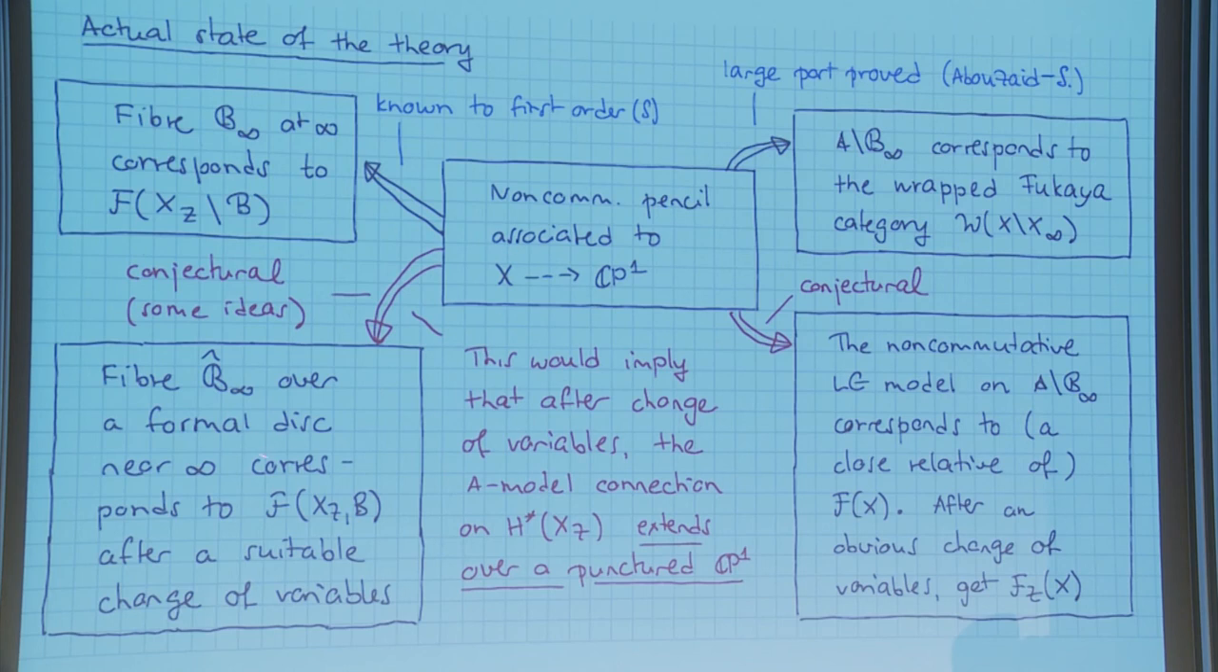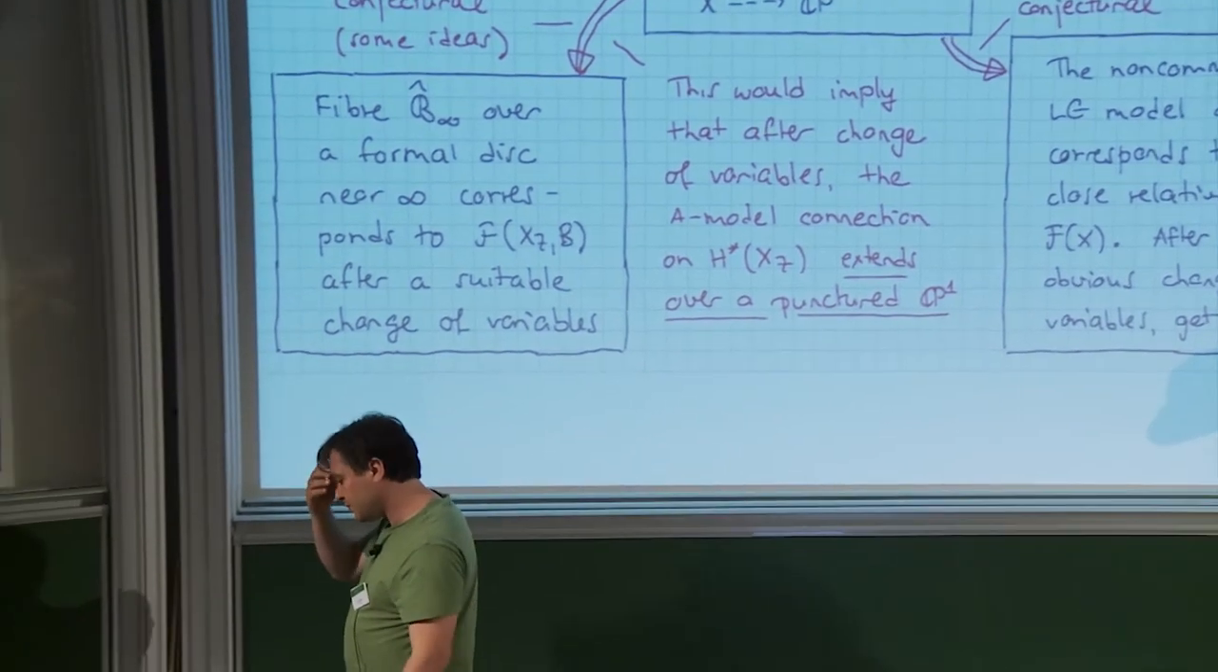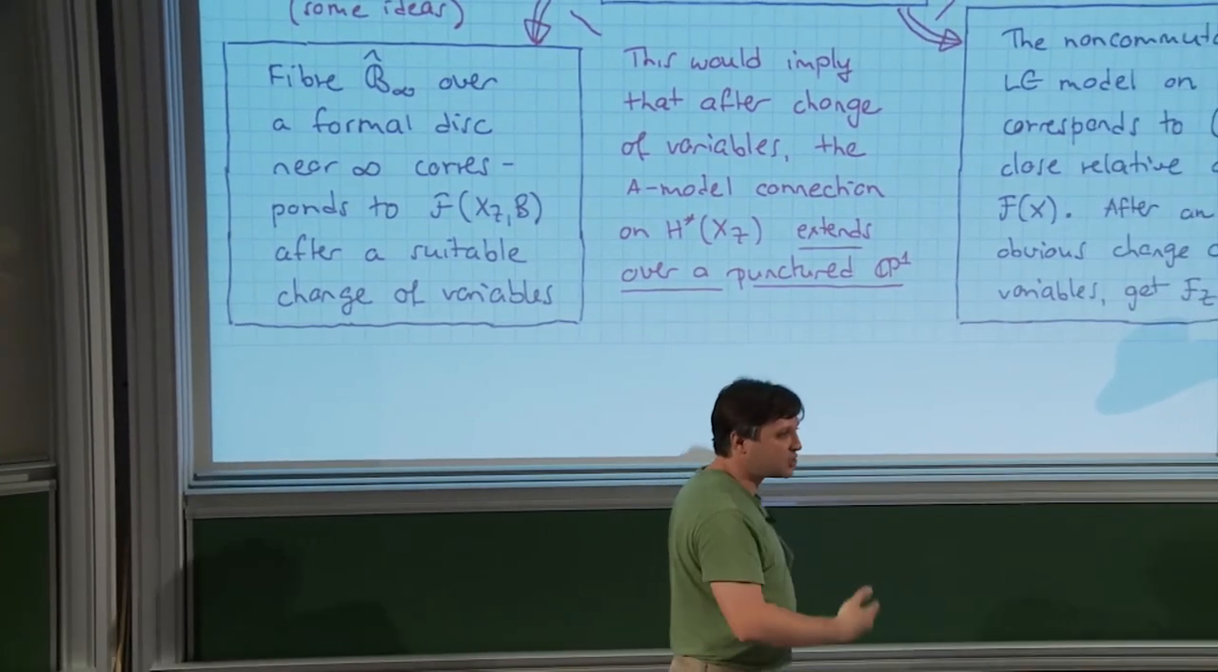The relation between the structure of the non-commutative pencil and the actual structure of the Fukaya category of X minus Z, or if you want the relative Fukaya category, is completely conjectural. I have some ideas how to do it. That doesn't mean that I know how to do it. And there are a couple of warning signs. This thing here is a formal family of categories in this parameter Q. So you can look at the Hochschild and periodic cyclic homologies, and it carries a connection, which in many examples is equal to, there's a map, and if that map is an isomorphism, then that connection is equal to the quantum connection or a model connection.